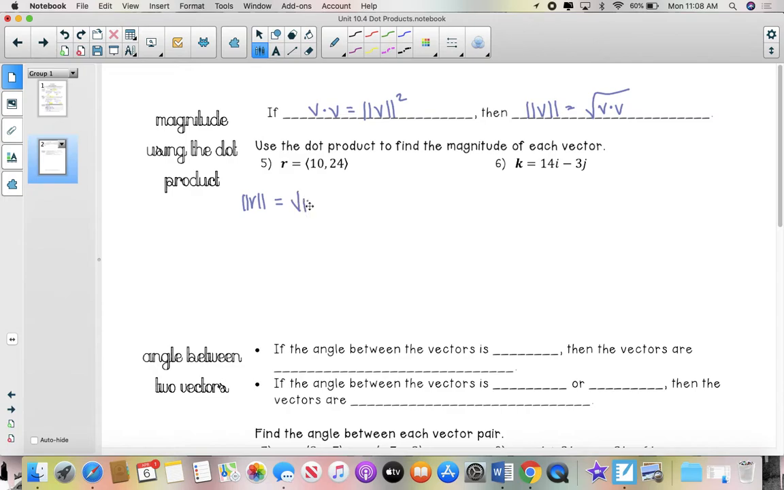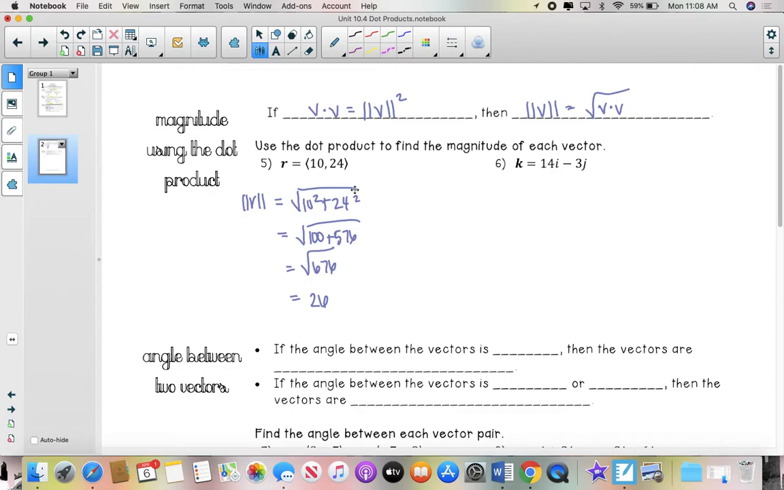So you're literally just doing 10 squared and 24 squared all under the square root. That's all it is. This is just overcomplicating it, but I have to write it in there. So that gives you 100, and 24 squared is 576. So that's 676, and that actually is the square root of 26 squared. So the magnitude of this dot product is 26.